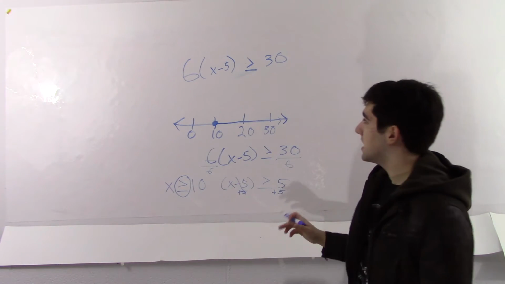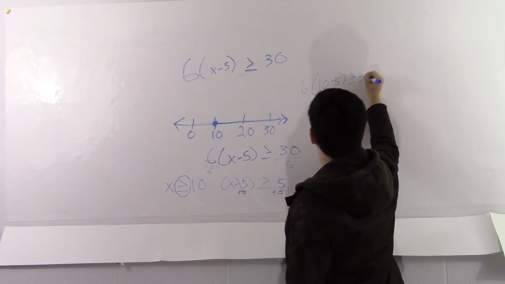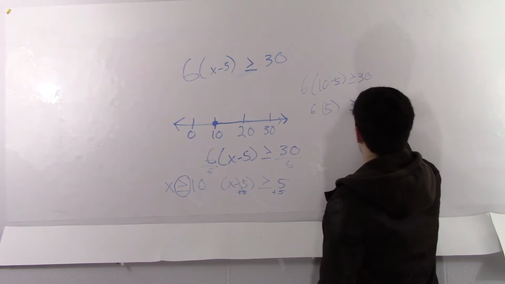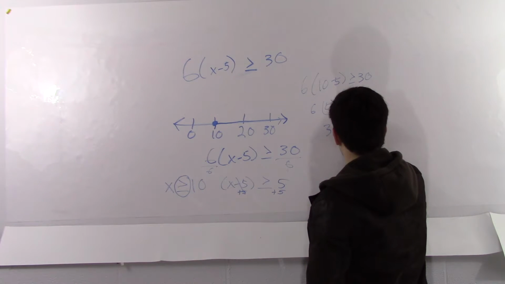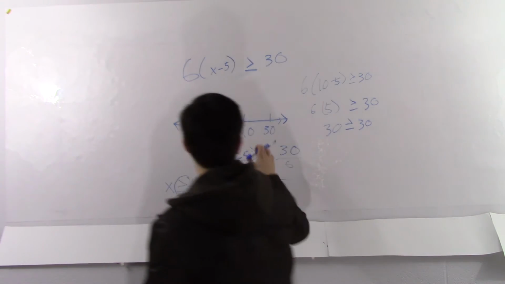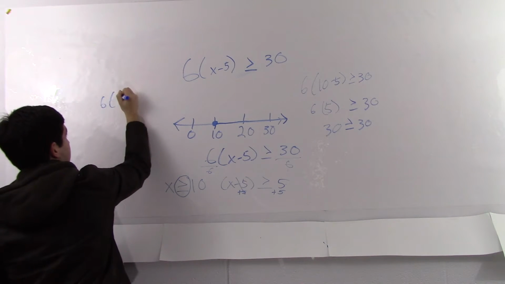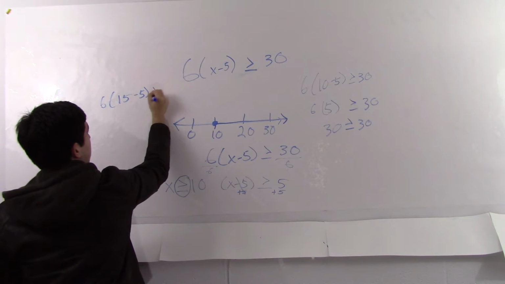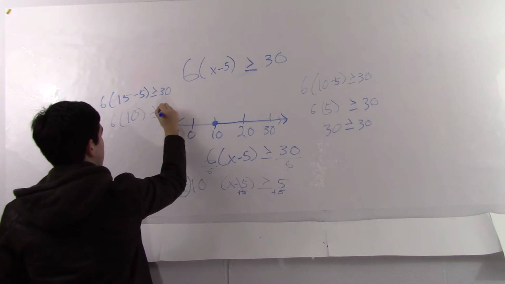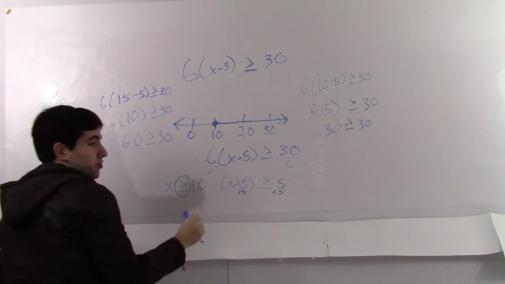So when you're doing your check, if you plug in 10, minus 5 is 5. 6 times 5 is 30. It meets our requirement. 30 is either equal to or greater than 30, so it checks out. And if we do anything bigger than 10, so let's say 15, minus 5 is 10 times 6, 60 meets the requirement of greater than 30. So this checks out.